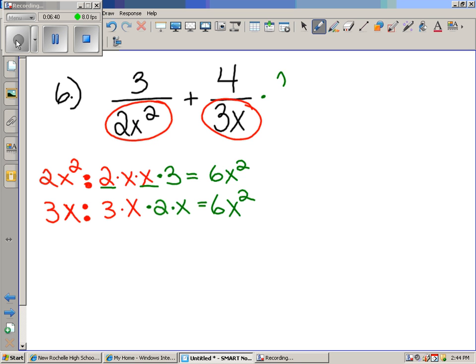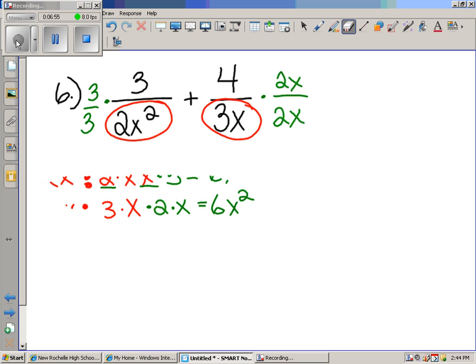So I'm multiplying this side by 2x over 2x. And I'm going to multiply this side by, what am I multiplying this one by? Just by 3 over 3. And you're always multiplying top and bottom by the same thing. Okay, so let me erase this business over here.